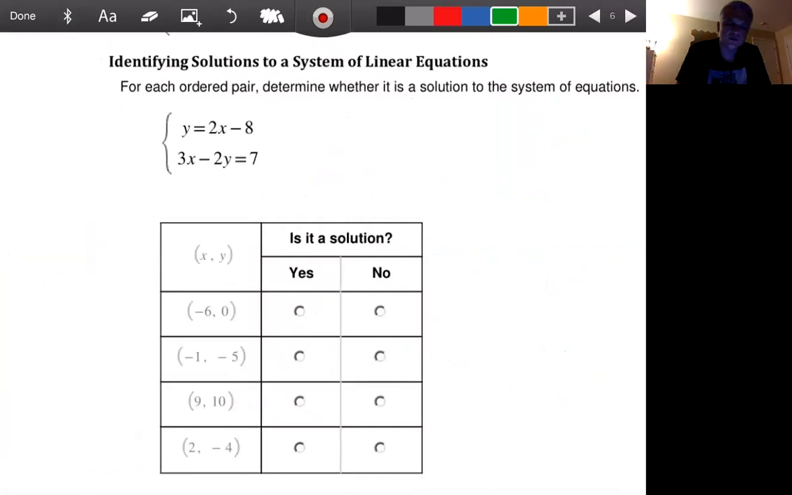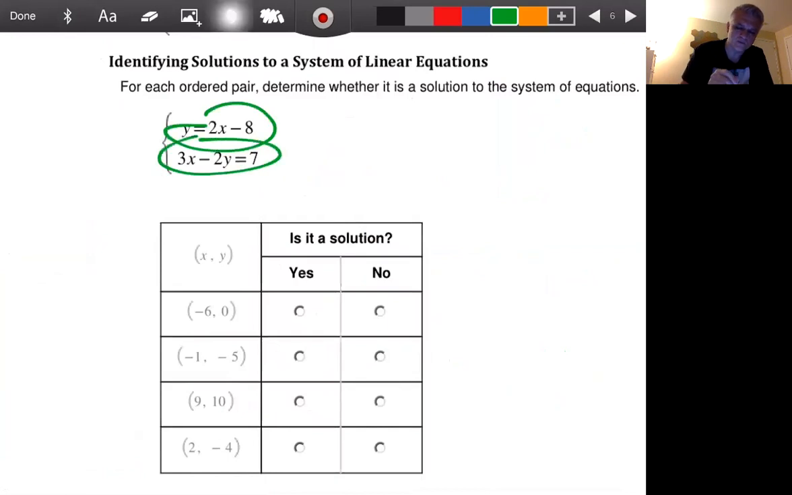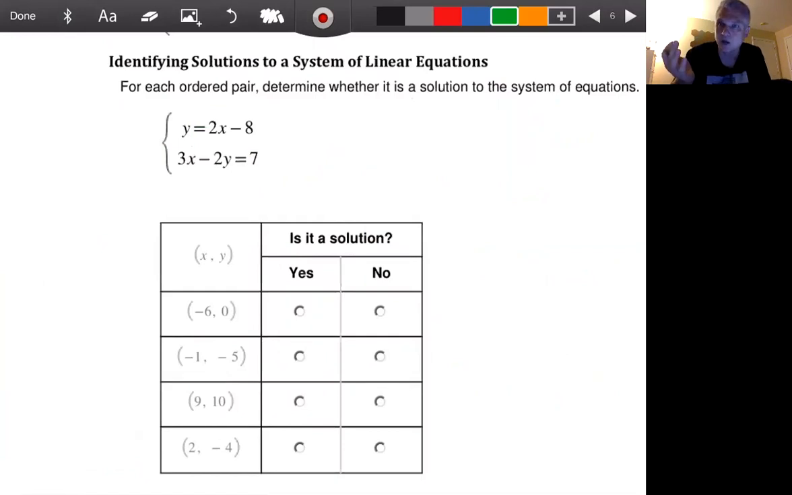Identifying solutions to a system. Okay, so remember, a solution to a system must work for all equations in the system. Does it work for all the equations? In this case, there's only 2. If it works for both, it's a solution. If it works for one but not the other, it's not a solution. If it doesn't work for either one, it's not a solution.